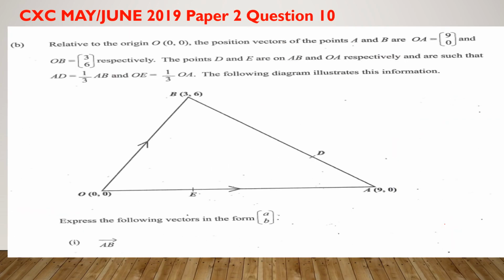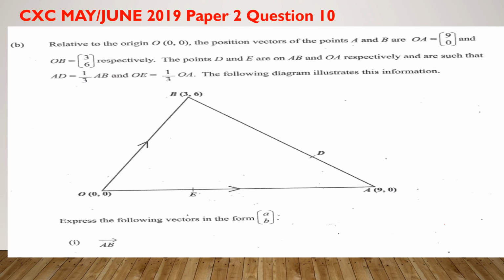Part B of the question, this is vectors now. It says, relative to the origin 0, 0, the position vectors of the points A and B are, OA is 9, 0, OB is 3, 6 respectively. The points D and E are on AB and OA respectively and are such that AD is a third of AB, OE is a third of OA. The following diagram illustrates this information. Express the following vectors in the form AB. 1, vector AB. So let's understand what we have.